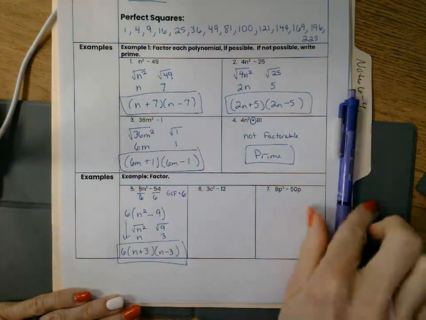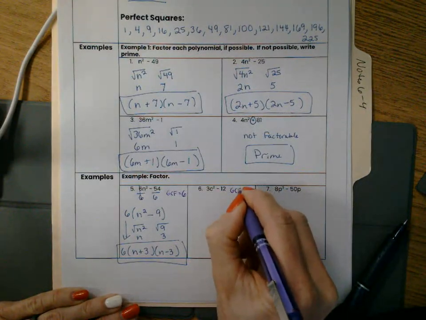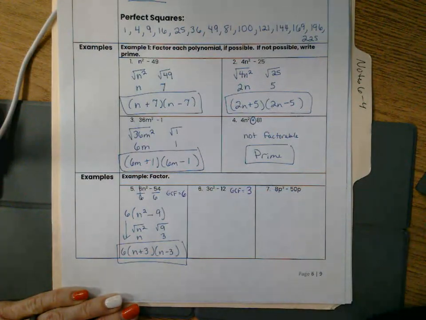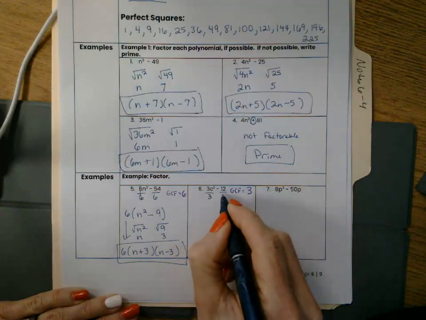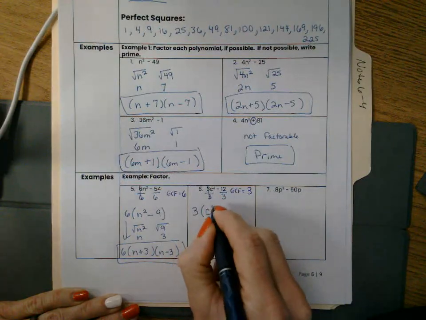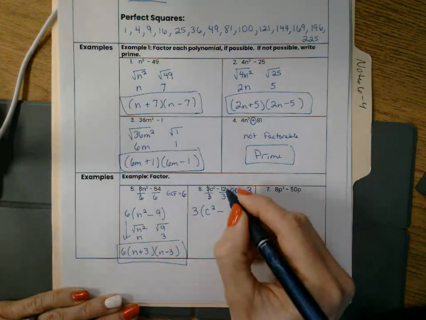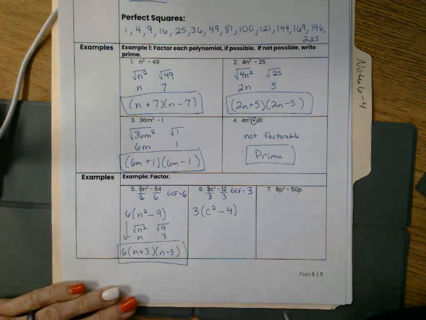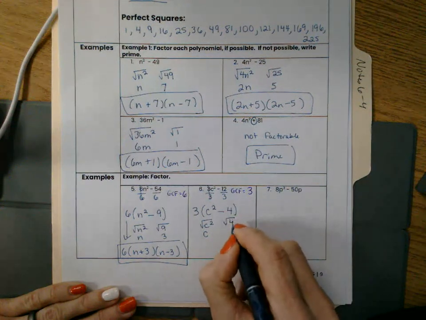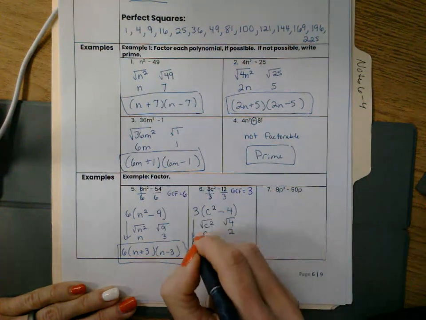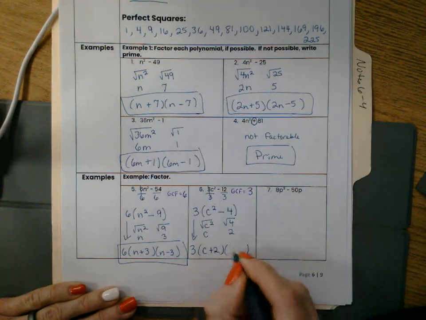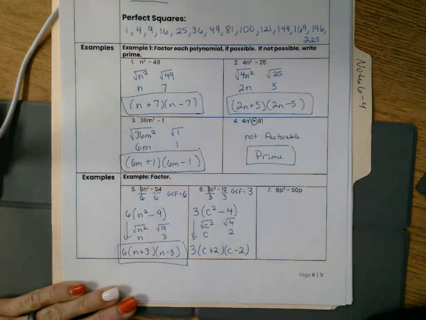Okay, next one. Find that GCF first. So what goes into both of those numbers? 3 does. So I'm going to divide both by 3 and see if I'm left with perfect squares. So 3 goes first. 3's cancel. C squared, which is a perfect square, minus. Divide, you get 4, and that's also a perfect square. Square root of c squared is c. The square root of 4 is 2. So you're ready to write your answer. Bring down the 3. C plus 2, c minus 2.